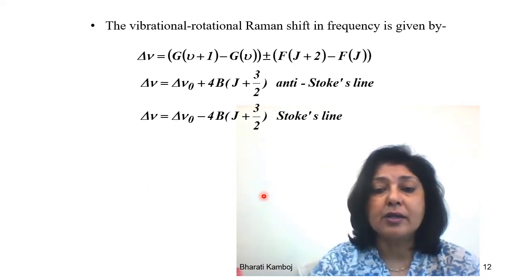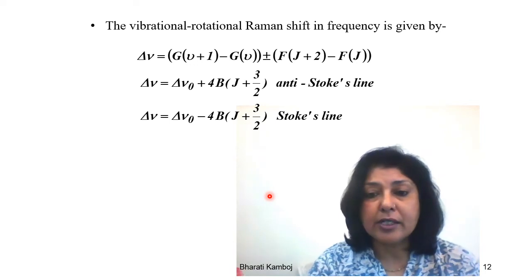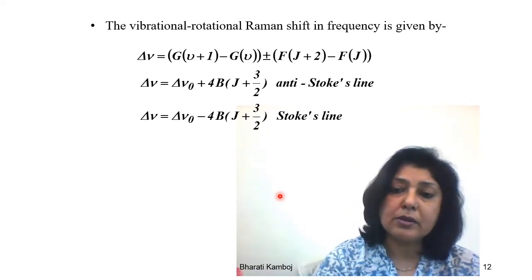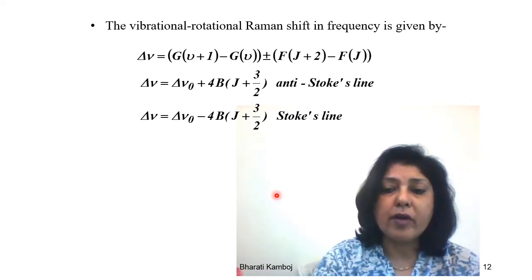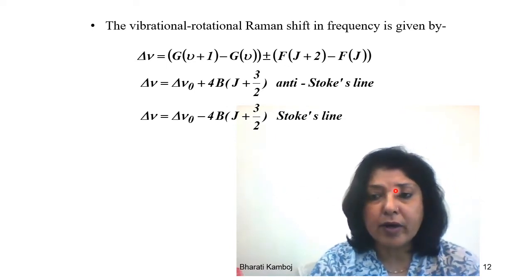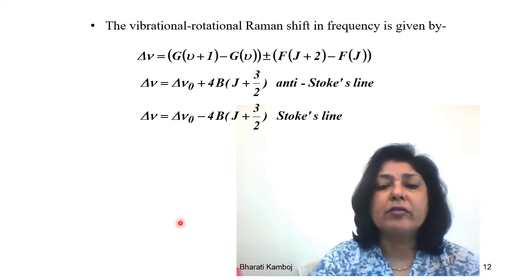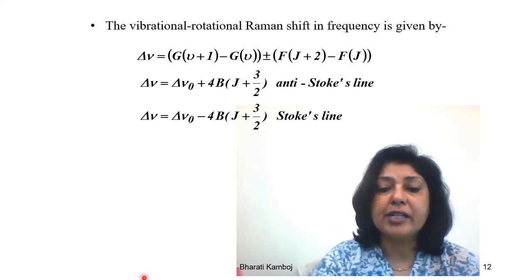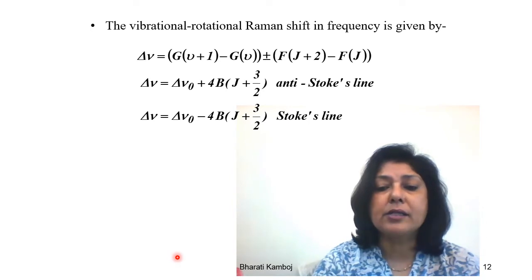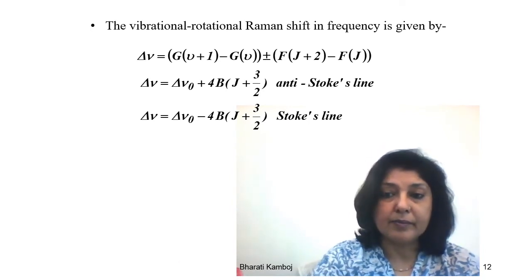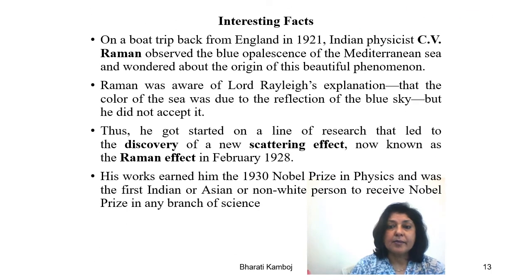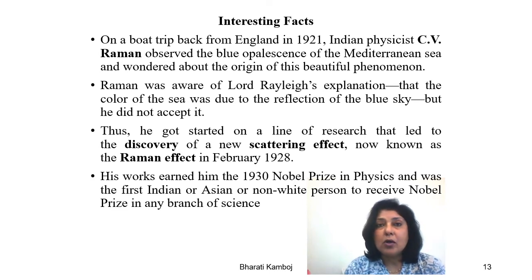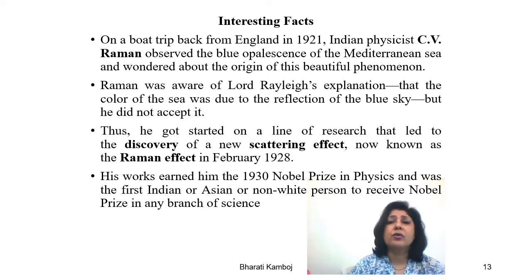We subtract the term value corresponding to lower quantum number from the one containing higher quantum number, and these are the frequencies of anti-Stokes lines and Stokes lines that we get, the change in frequency for anti-Stokes and Stokes lines. So that is how we can explain Raman effect on the basis of quantum theory.